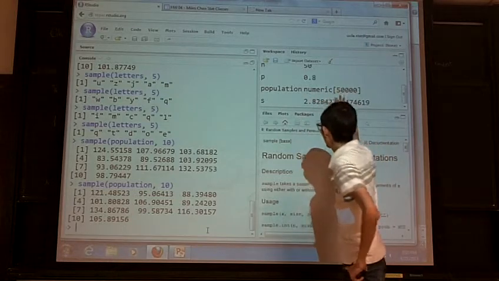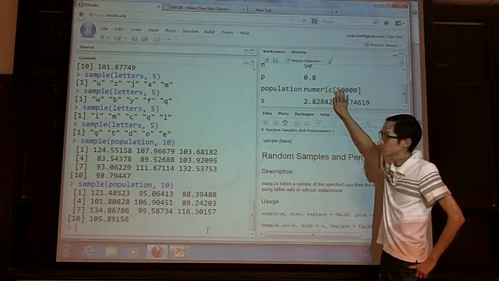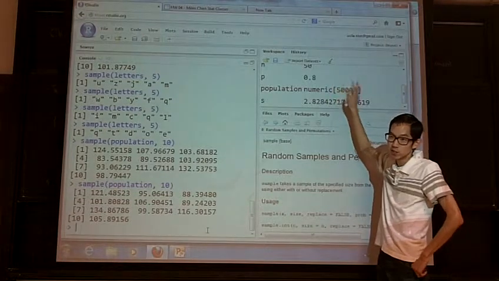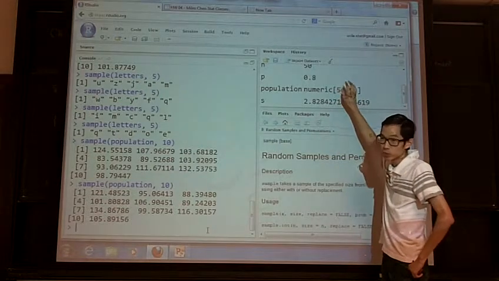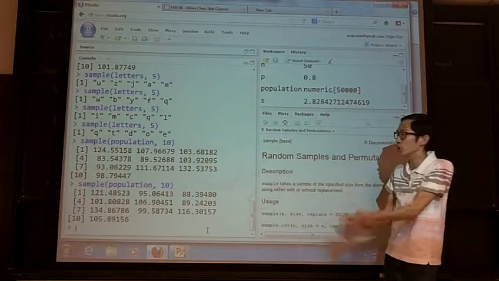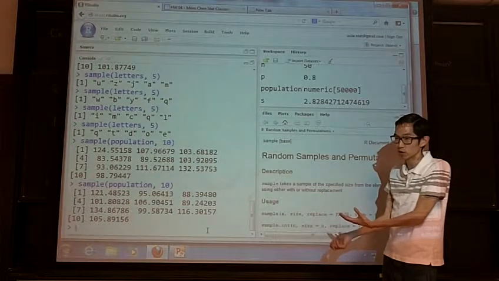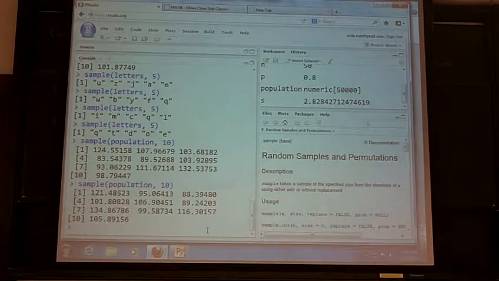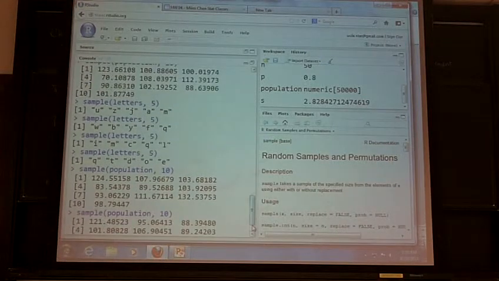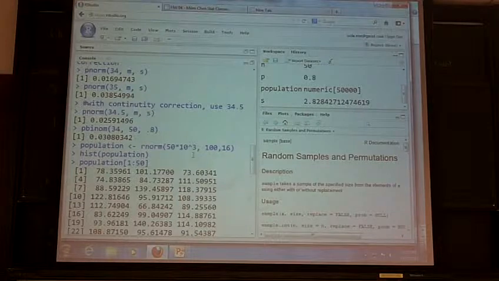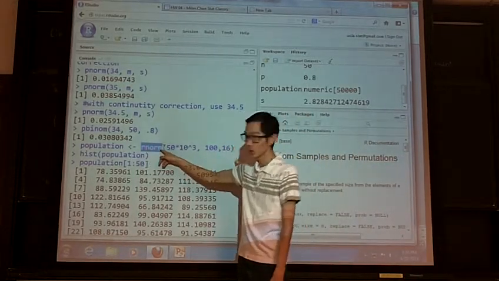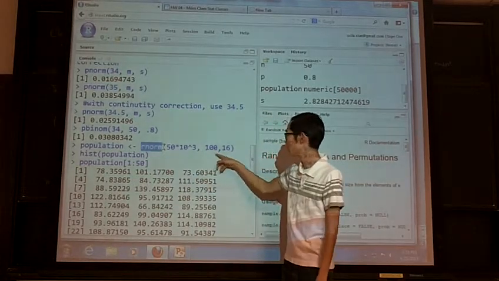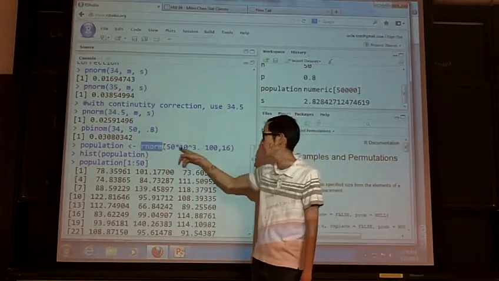Yeah. So I created this pool called population. My population has 50,000 individuals in it, and it's pulling 10 people from this pool of 50,000. It's not trying to generate 10 new ones. The generation happened at this very early command called rnorm, and this says generate random numbers that follow a normal distribution with mean 100, standard deviation 16, but how many? 50,000.